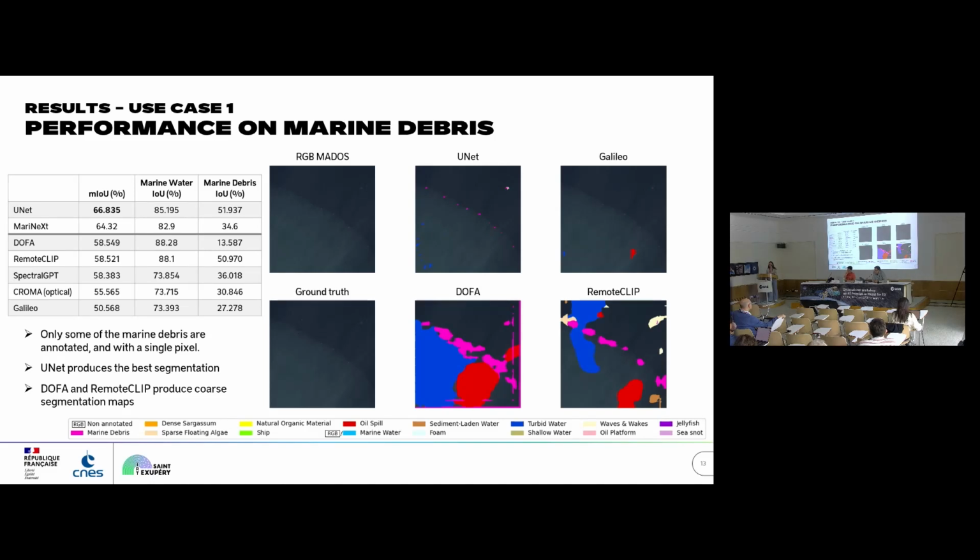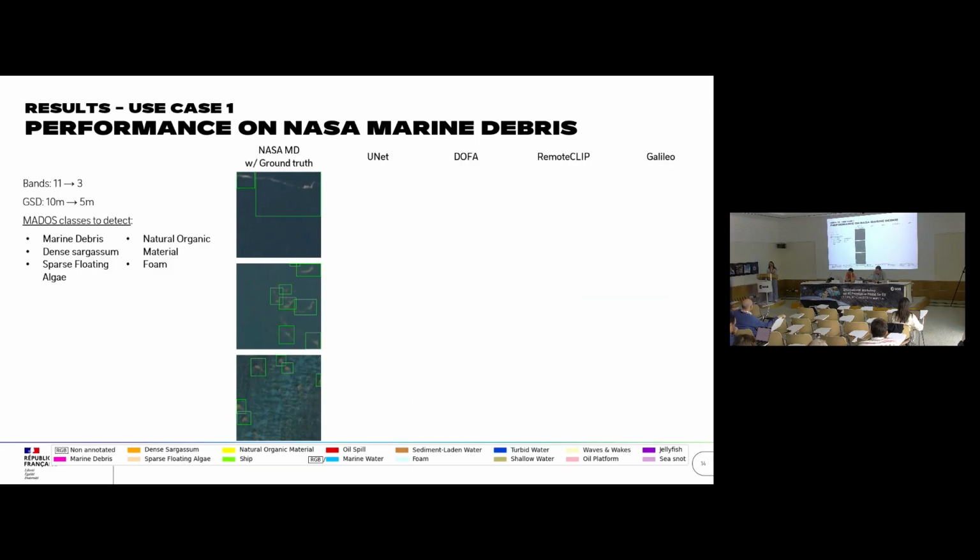And again, UNet produces a very fine, very good segmentation, while DOFA and Remote Clip have the annotated pixels correctly, but again, they go way beyond the objects. And Galileo only sees one of the annotated objects. But those are classes that are of interest in our target dataset, the NASA marine debris.